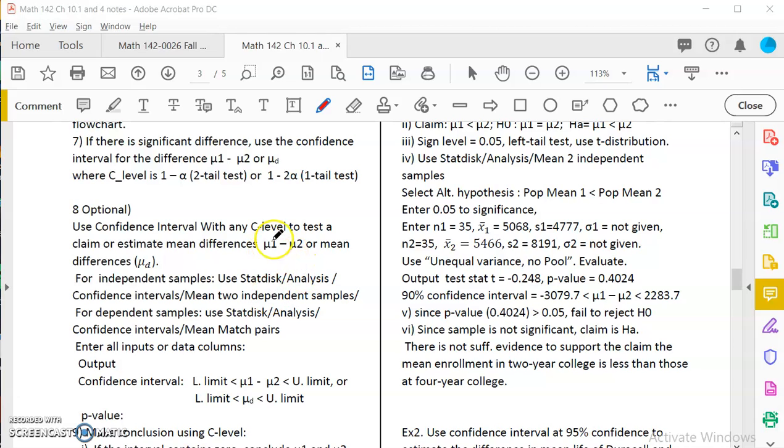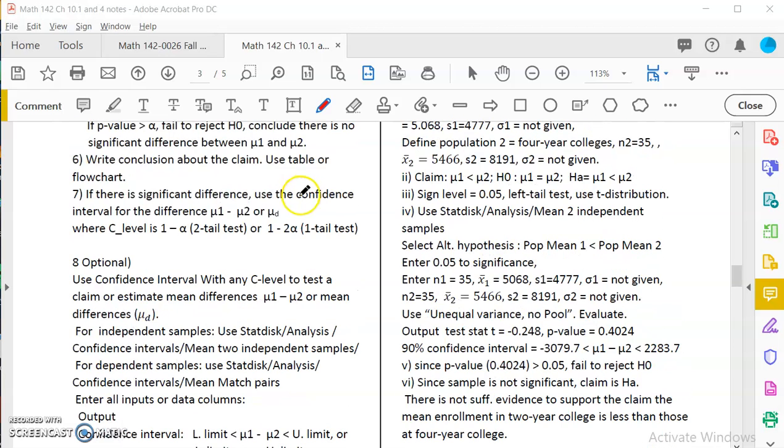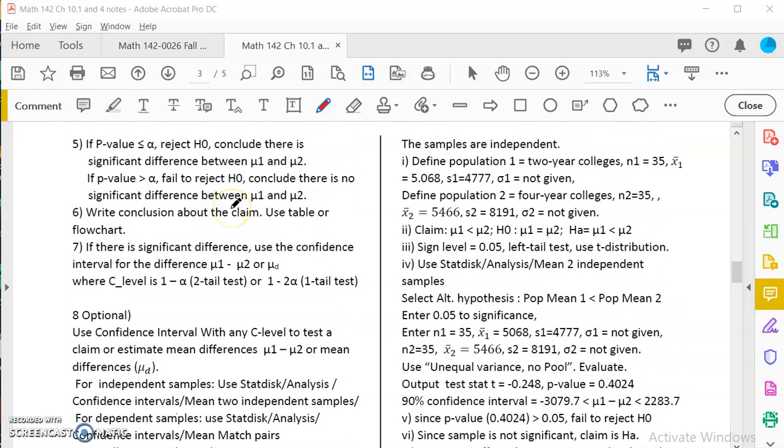Hello, college statistics students. This video is for chapter 10.1 and 10.4, comparing population means from two samples. We were talking about the steps on how to do the hypothesis test using StatDisk, and we stopped at writing the conclusions based on what you did for the p-value.